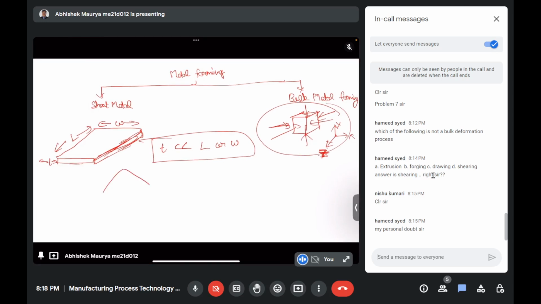We want to fold the sheet something like this, or we want to change the shape of the sheet without changing its thickness. Okay, so here we are not interested in changing the thickness of the sheet. We are interested only in changing the shape of the material. Like from the sheet, we can make a cup, something like this, by deep drawing. Or from the sheet, we want to bend it, something like this.